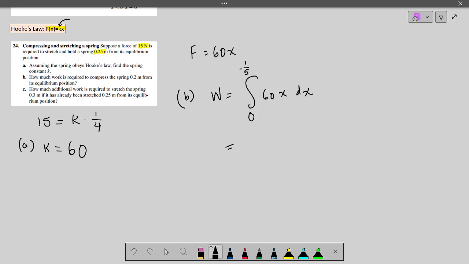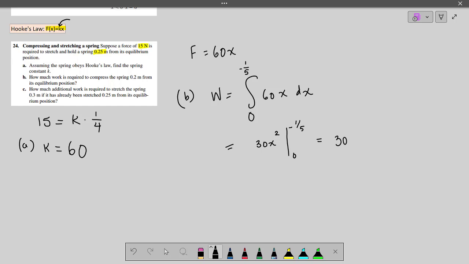When we integrate here, don't we end up with a quadratic? So when we integrate, we get a square, and we realize it's not going to matter if we compressed it by 0.2 meters or stretched it by 0.2 meters. It takes the same work. The spring is symmetric. It's a linear function, so it's symmetric in terms of whether you compress or stretch. Mathematically, the antiderivative here is a quadratic, so it doesn't matter if we plug in a positive or a negative.